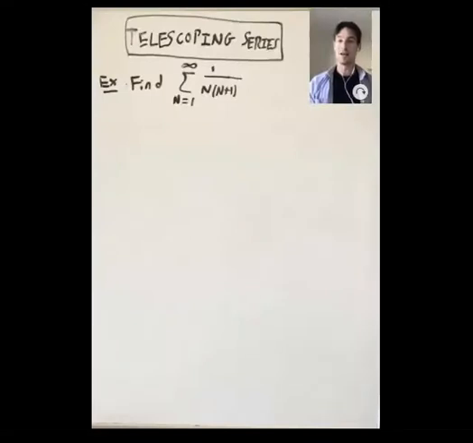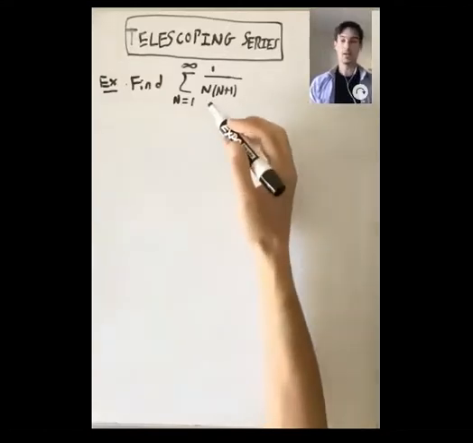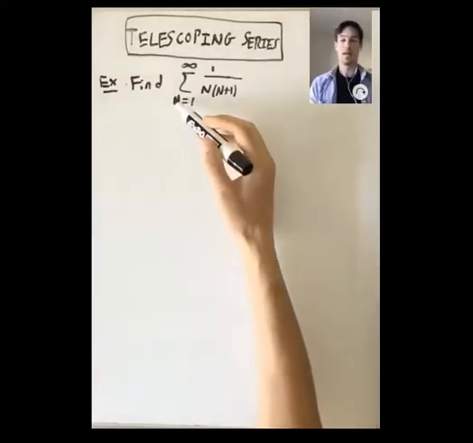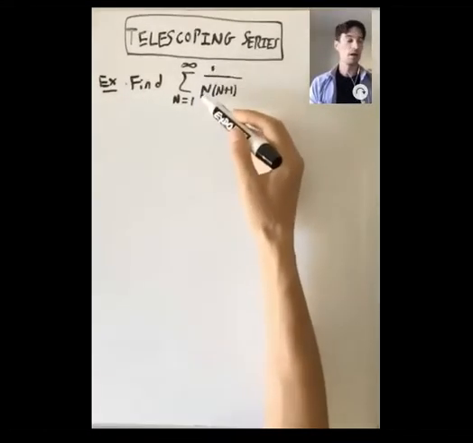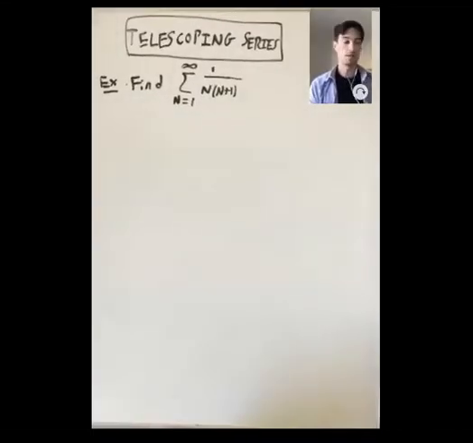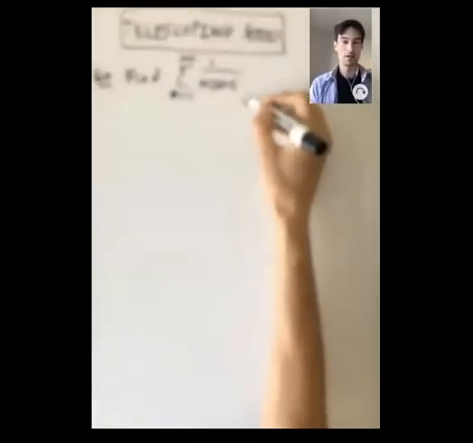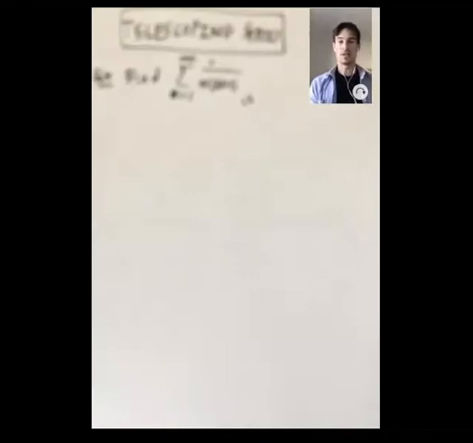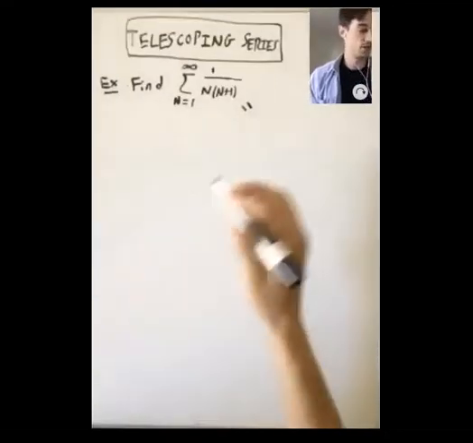In this next video, I want to talk about our next type of series where we can compute the value of the series exactly. And these are telescoping series. So let's start with an example. The sum from n equals 1 to infinity of 1 over n times n plus 1. So what does that look like? It's helpful to write down the first few terms.